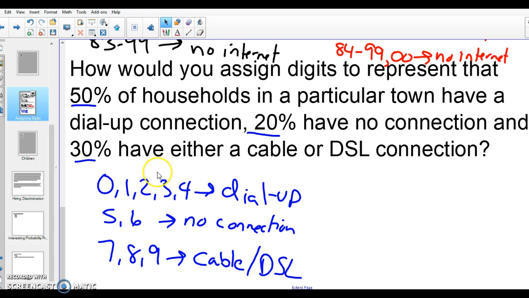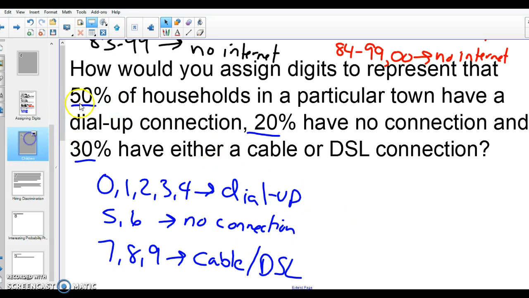I would have to find some other device, if not using digits, where half of my outcomes could be represented by having dial-up. So in my case, half my digits, I chose 0 through 4 to represent dial-up. Then 20% more of my digits would have to represent no connection. And the remaining 30% would have to represent cable or DSL connection. So altogether that would make up all the possibilities.